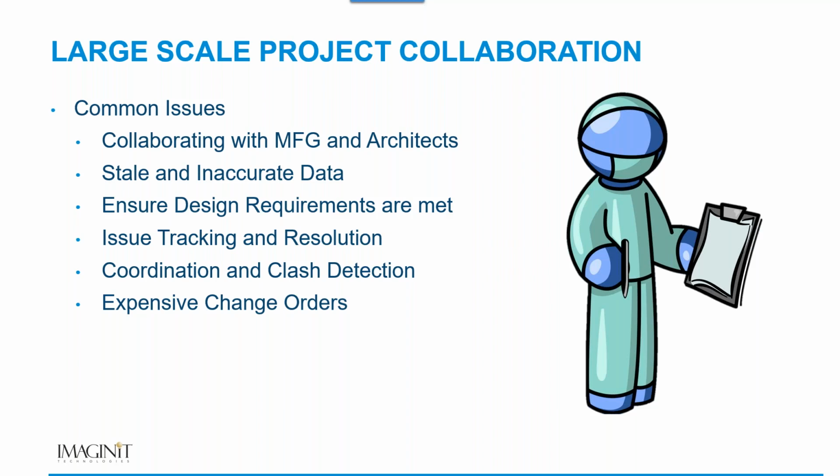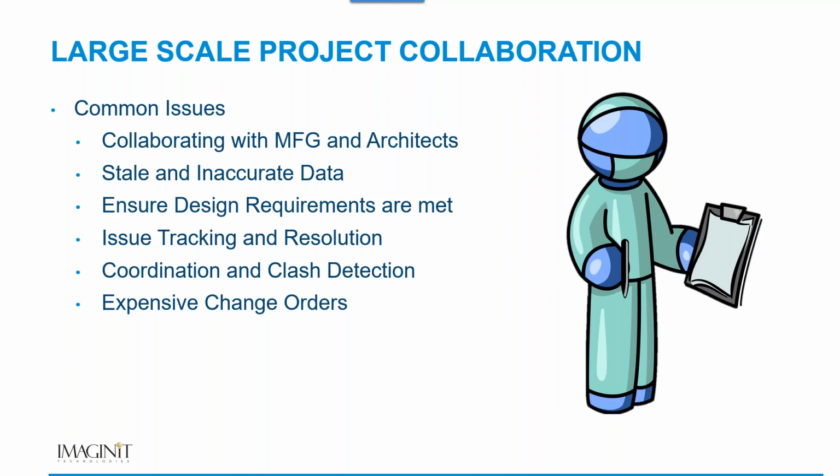We'll also be understanding that in large scale collaborations sometimes design requirements are not being met. So we need to make sure that those are being tracked and are being met throughout the process. Other common issues are things such as issue tracking and resolution. So for instance, if I have a problem with something the architect did or something the manufacturer did for a piece of equipment, how do we track those and how do we go about resolution of that? How do we have an audit trail on those sorts of things? And also just general coordination of the models and clash detection, making sure everything can be cohesively put together.